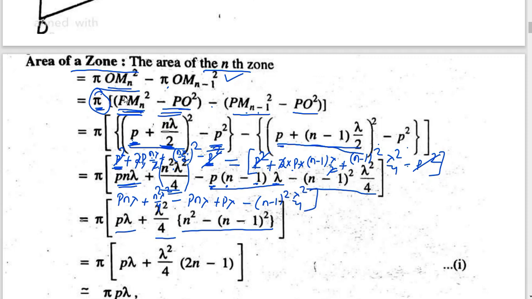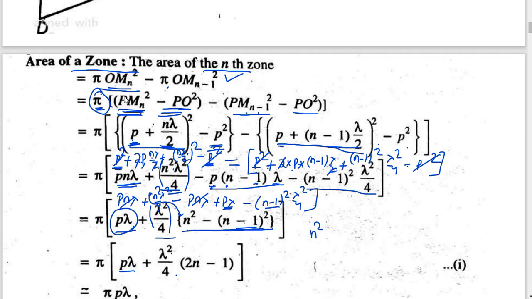So what will be the result? This p n lambda cancels out, so the remaining part is p lambda. Take the initial p lambda, then take lambda square by 4 common. So from the first part it will be n square, from here it will be n square, and the last part will be n minus 1 whole square. Okay, that is p lambda plus lambda square by 4, n square minus n minus 1 whole square.